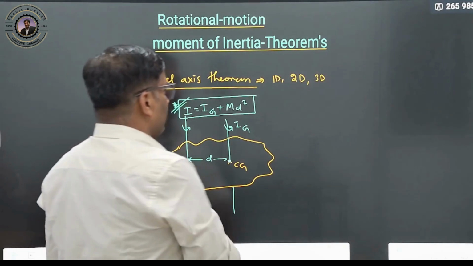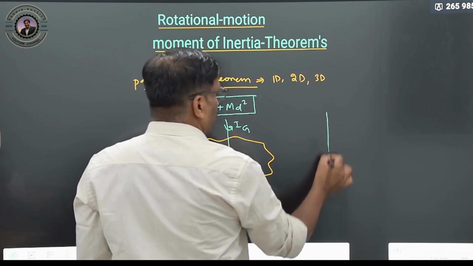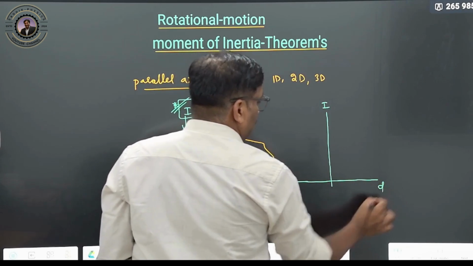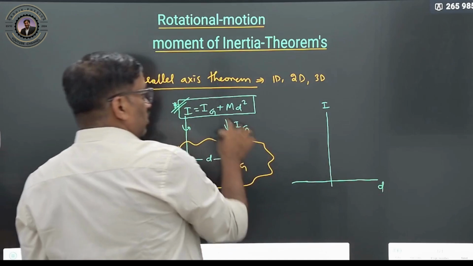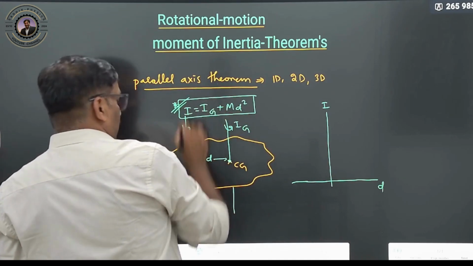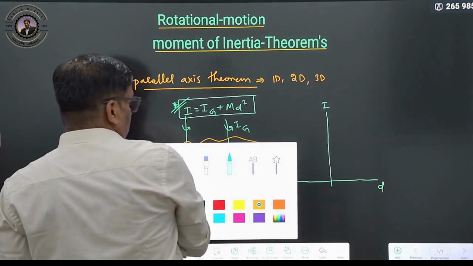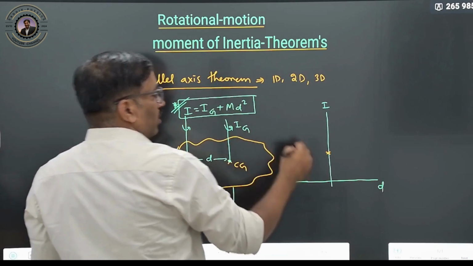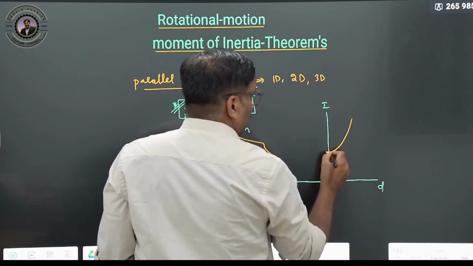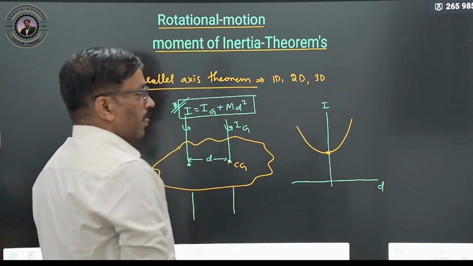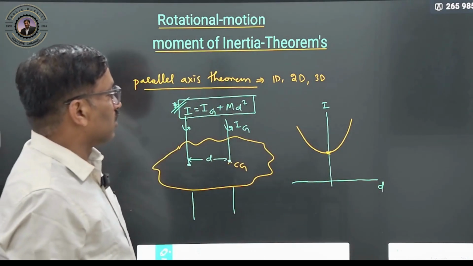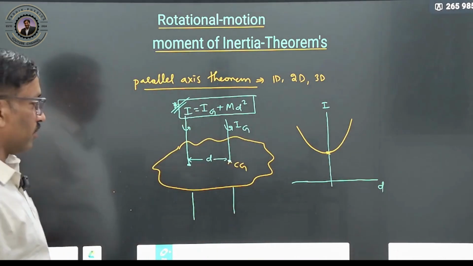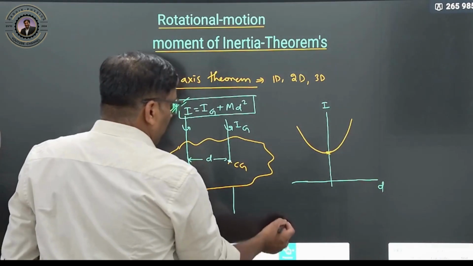We'll draw one simple graph here, the graphical representation: the moment of inertia with respect to d. If d equals 0, then Ig will be there, so it is constant at that point. Then as the distance changes, it is parabolic, so the graph will vary like this. Clear? This is the moment of inertia with respect to the distance in the parallel axis theorem.